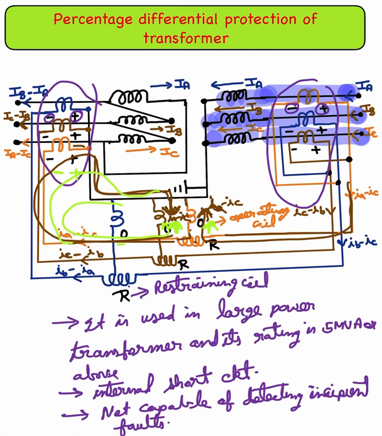In a delta-star connected transformer there is a phase shift of 30 degrees in the line current. To neutralize the phase difference, the CTs on the primary side are connected in delta and the CTs on the secondary side in star, so the current will be the same in the operating winding of the relay. That is, the CTs of the star side are connected in delta and the CTs of the delta side in star. This is all about the percentage differential protection of a transformer.